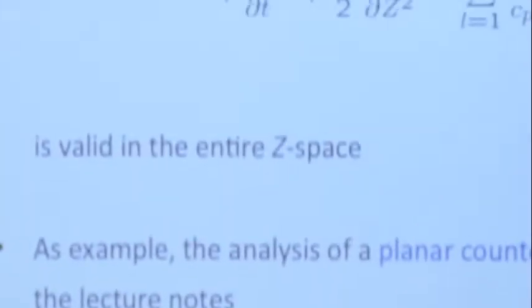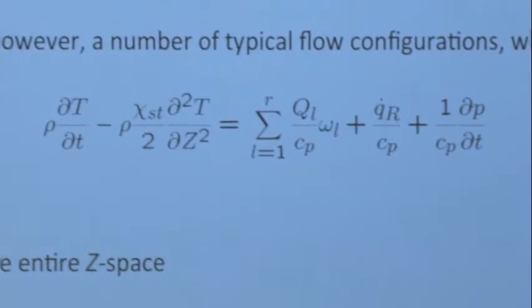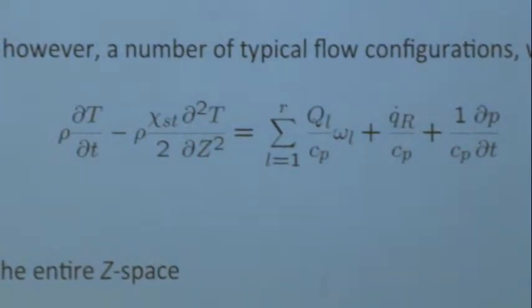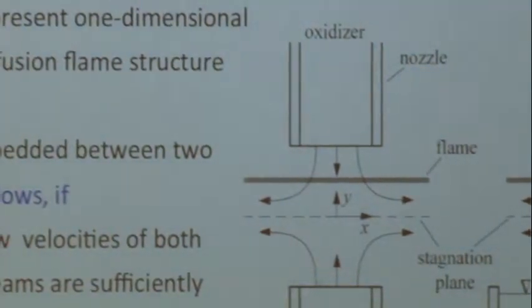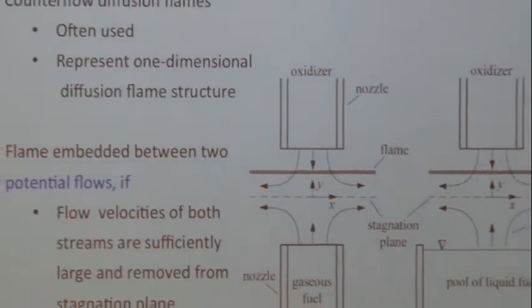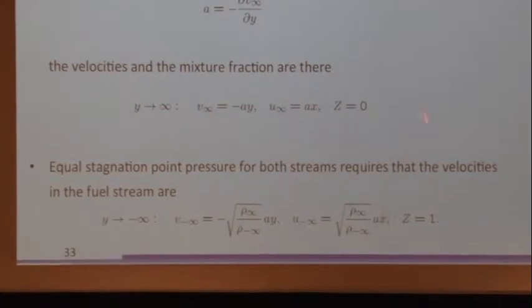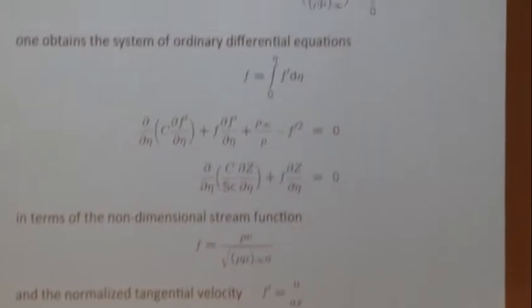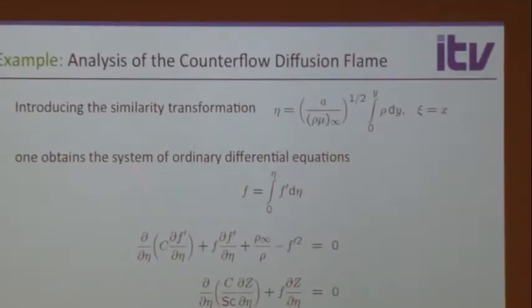Now the dissipation rate here, actually that's a function of mixture fraction also, because the gradients of mixture fraction are a function of mixture fraction itself. So I want to show you quickly how we can look at this. This here is again the example of a counterflow diffusion flame. We introduced the similarity solution, what we did earlier.